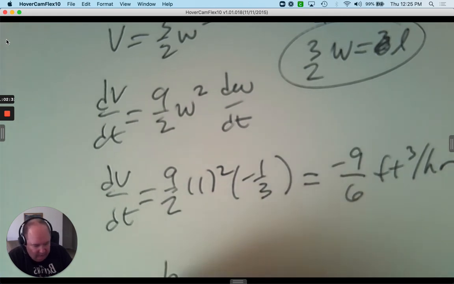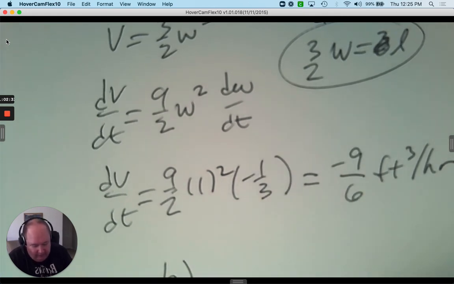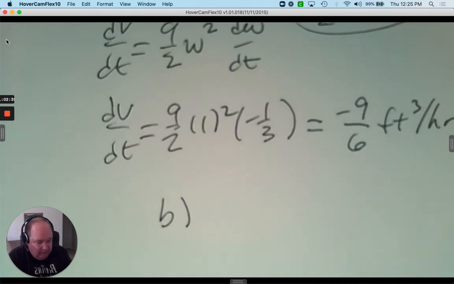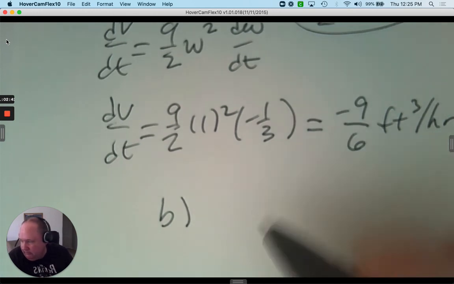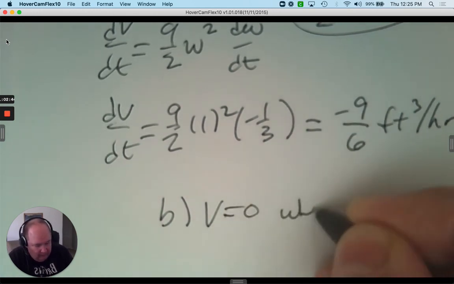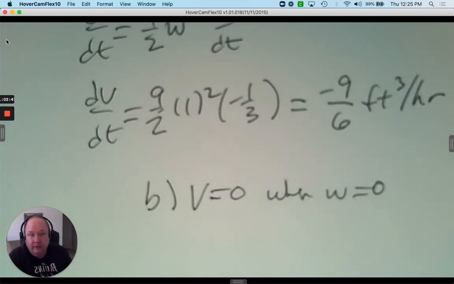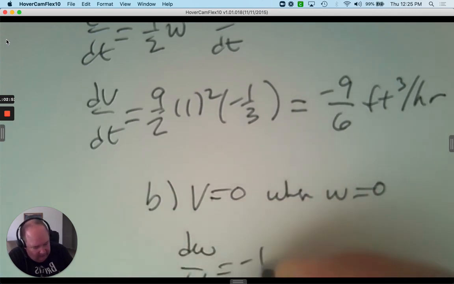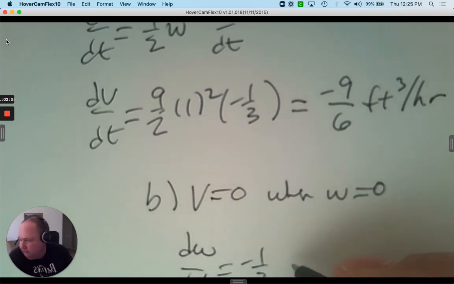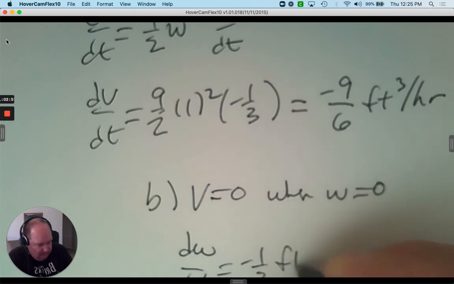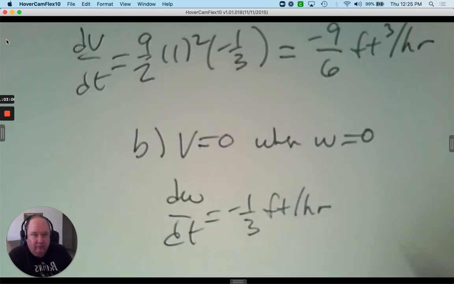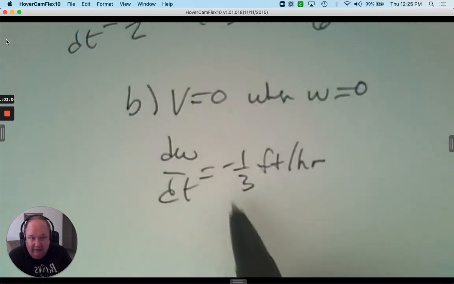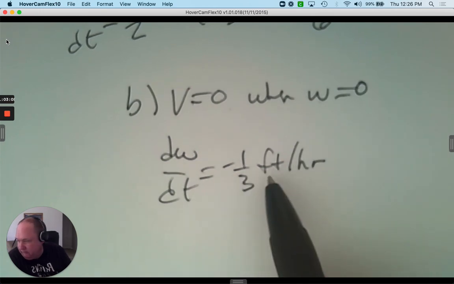And now the last question. What's the amount of time it will take for the block of ice to completely melt? That means the volume would be 0. So the volume is 0 when the width is 0. The rate it's going is negative 1/3 feet per hour. So the block is completely melted when the width is 0. We know the rate it's melting at, negative 1/3 feet per hour.